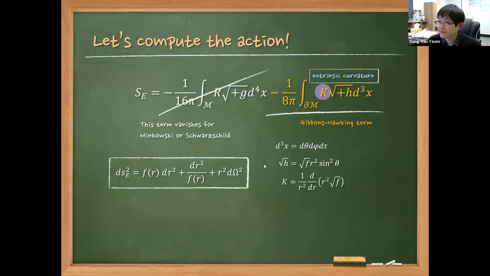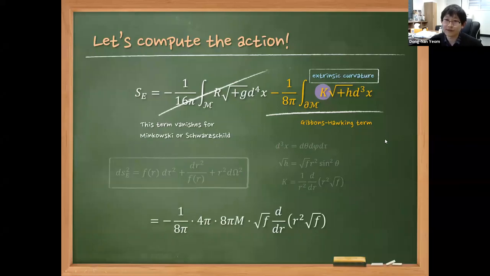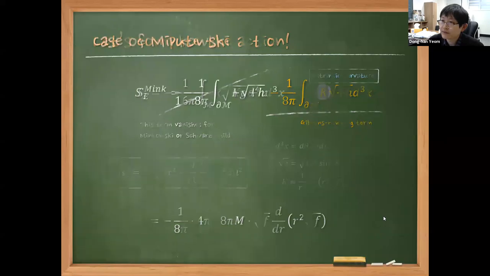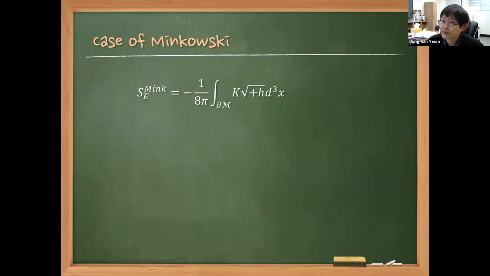So if you plug all three terms into this action, and if you integrate this, then the computation is very simple. So you will obtain this kind of result. And one point is that you need to integrate over the time, but Euclidean time is compact. So you obtain a pi m for the Euclidean time integration. However, this itself diverges. Therefore, we need to compare to the Minkowski case.